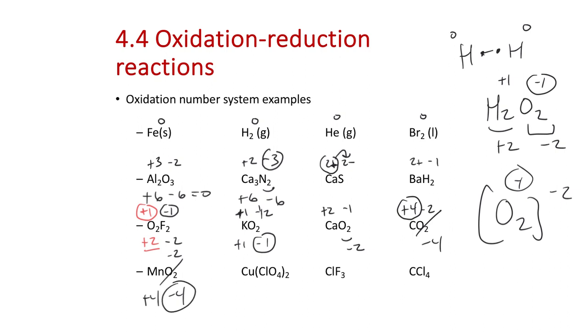So -4 for the two O's for MnO2, so +4. So by name, manganese 4 oxide. And so again, if you can think of the name, that can help you also figure out the oxidation number. So if you know the name's manganese 4 oxide, then you know the charge and oxidation number of manganese is +4.